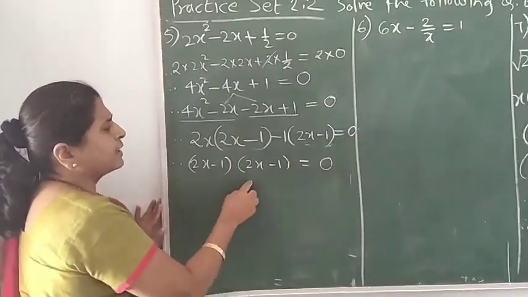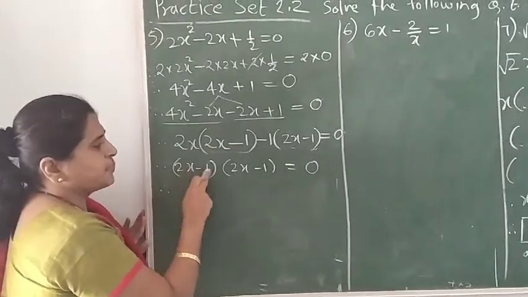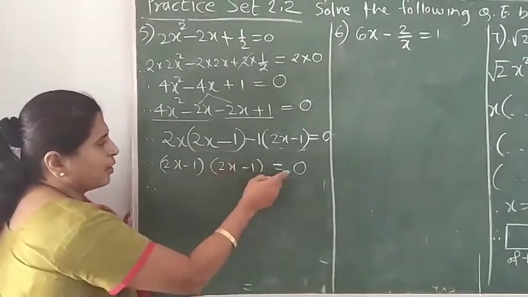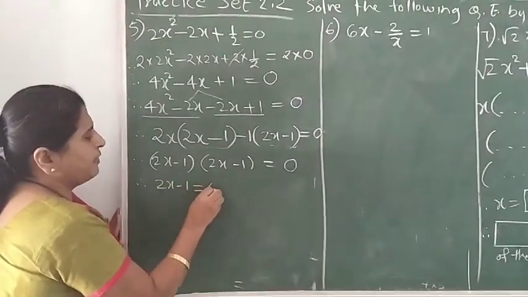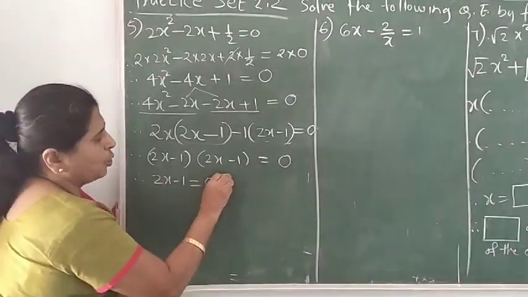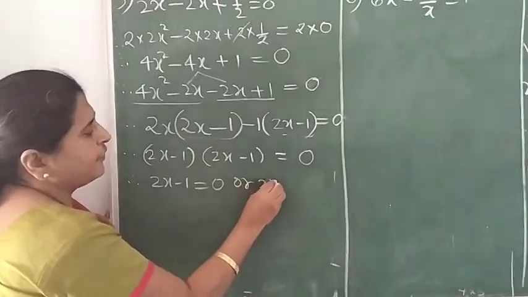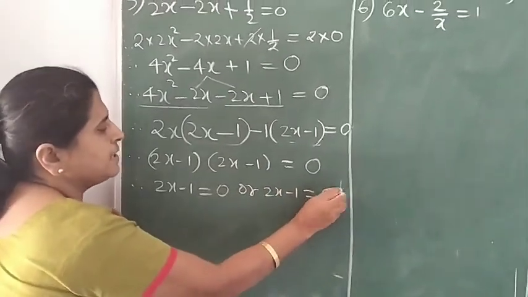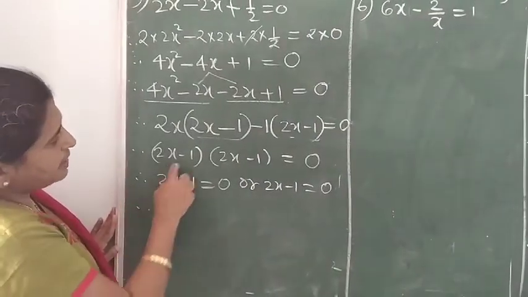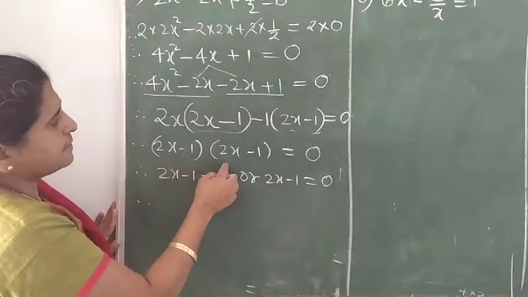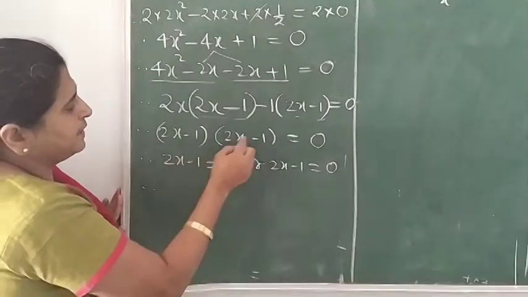We got these two factors. So by factorization method we get factors where the product is 0. When the product is 0, either the value of this factor 2x - 1 should be 0 or the value of the other factor 2x - 1 should be 0. Okay. So we got the same bracket? Yes. It means it is the perfect square of 2x - 1.